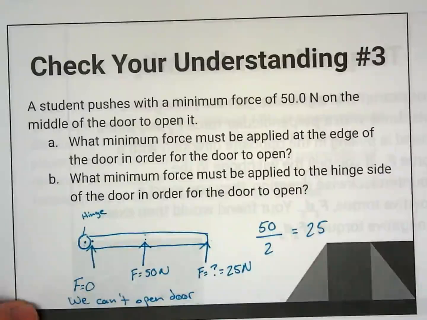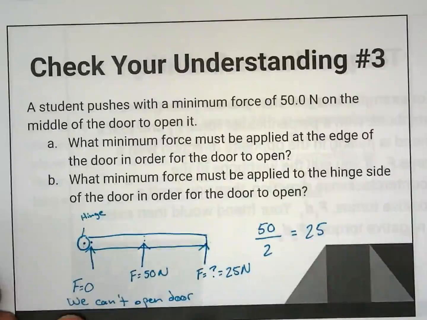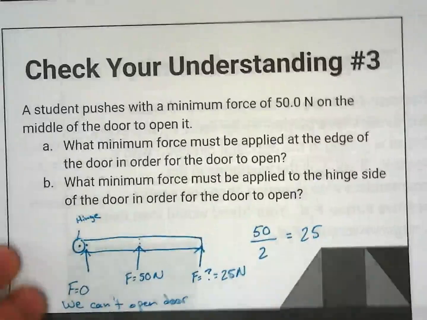We can't open the door because the closer we get to the axis of rotation, if we apply our force as close as possible, we need a whole lot of force to move it, and in a lot of cases you won't be able to move it. In a lot of cases, you're probably just going to end up breaking something first before you're able to actually do what you want it to do. So for B, we can't open the door. For A, it's 25 newtons.